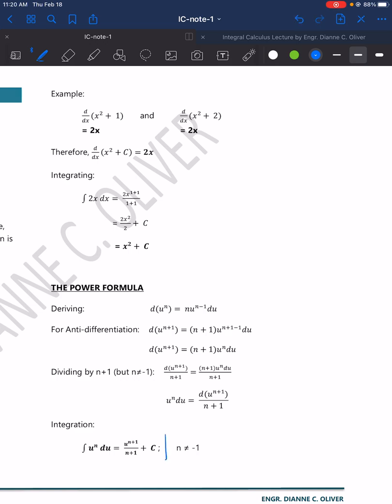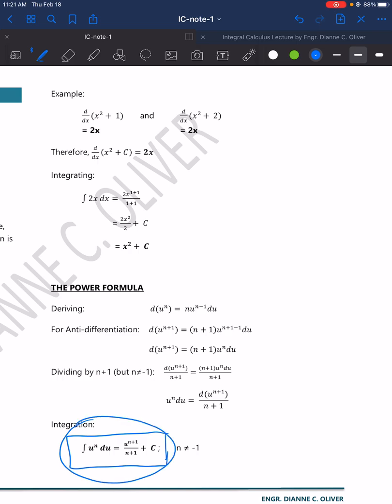Now, how do we understand this? Or how do we use this? Going back to integrating the 2x a while ago. So remember that 2x is the answer for the functions x squared plus 1 and x squared plus 2. Now if we integrate this, so we have the integral sign 2x dx, using this pattern.